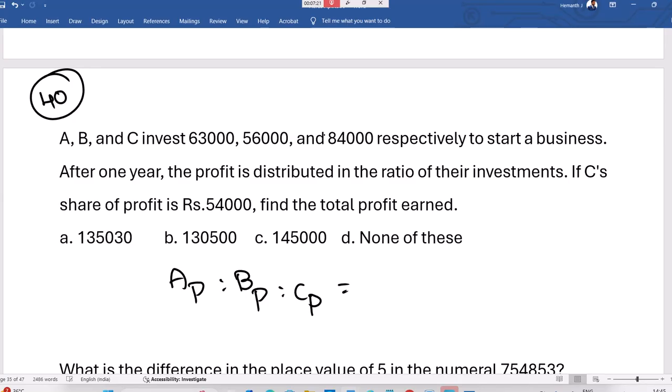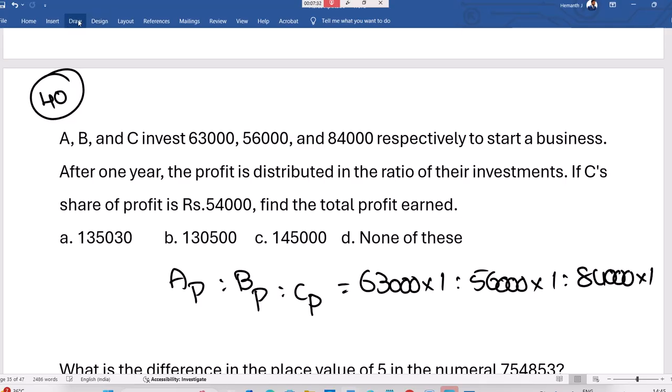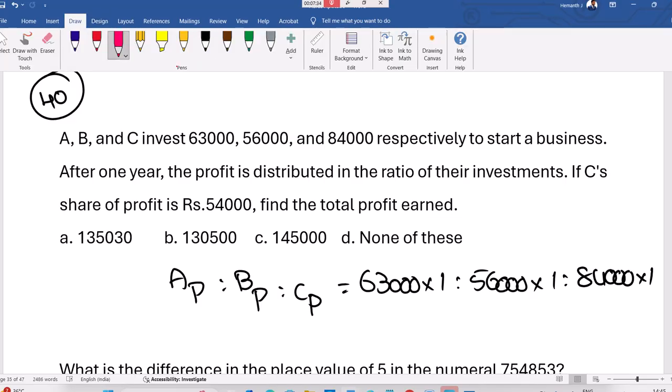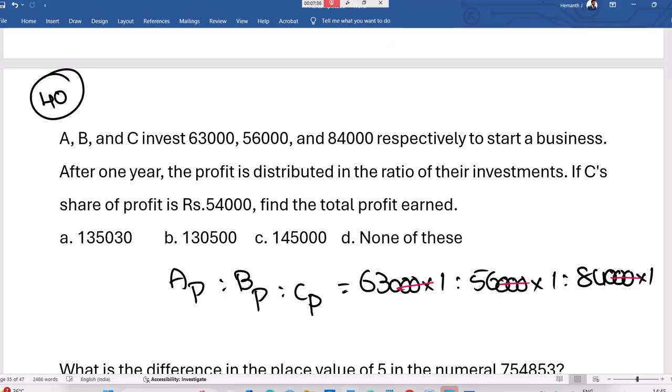Investment into timing: 63,000 into 1, 56,000 into 1, everybody's 1. It's common. Now cancelling the common terms, 1,000 cancel, 7 nines are 63, 7 eights are 56, 7 twelves are 84.